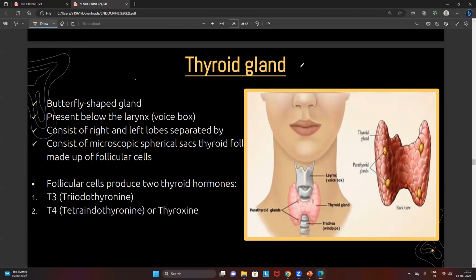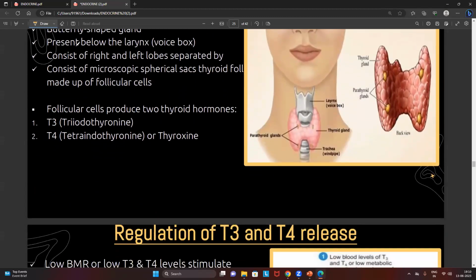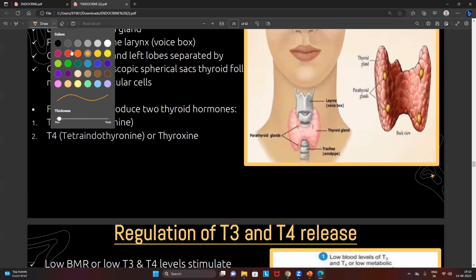Thyroid gland. The moment you hear the name of the thyroid gland, you all have to remember one common point: T3 and T4. These two hormones are under the control of the thyroid gland. Please look into the diagram very carefully, friends.